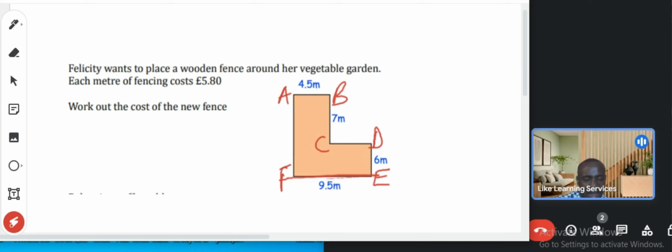Yeah, 9.5 minus something, but it's not 6. This 6 has nothing to do with 9.5. They are not the same. They are not the same horizontal line. Horizontal line and horizontal line is what you should consider. Do you understand? So 9.5 minus what?